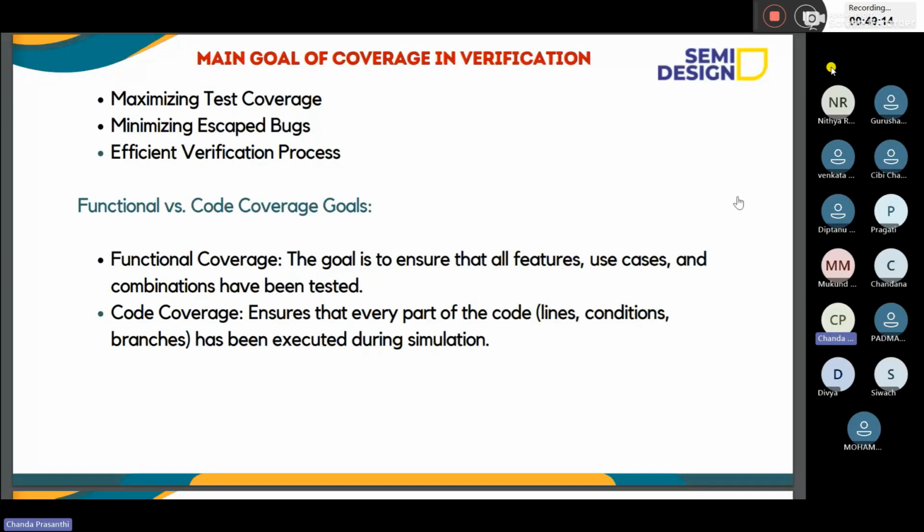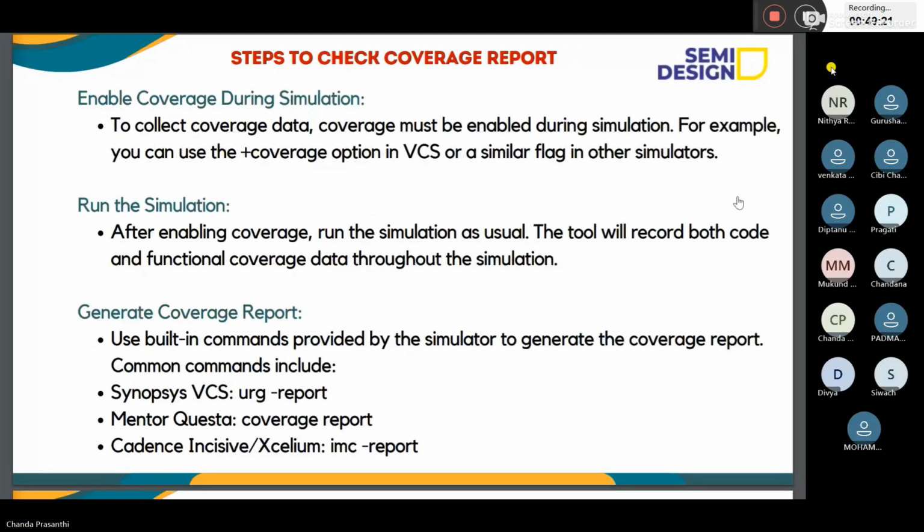I think you already got the clarity. Can anyone explain what is the difference between functional coverage and code coverage? Functional coverage is how much functionality of the design is verified. Code coverage is how much code is being exercised. Okay, so yeah, that's it.